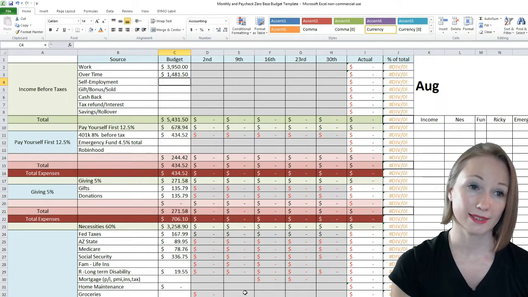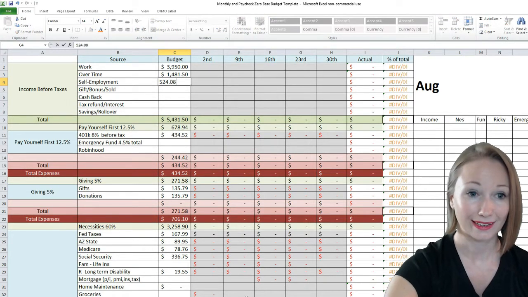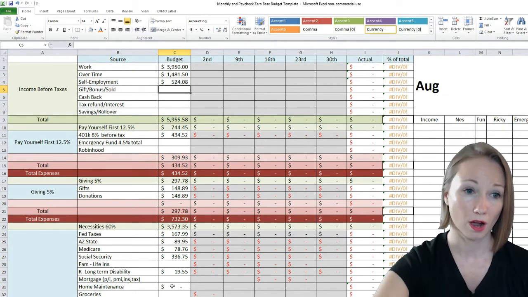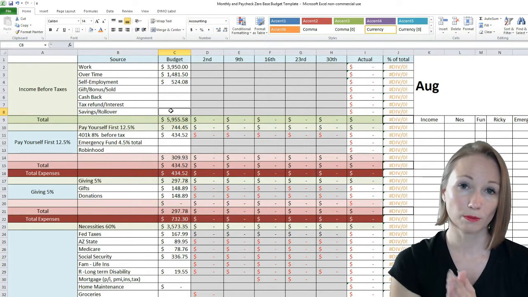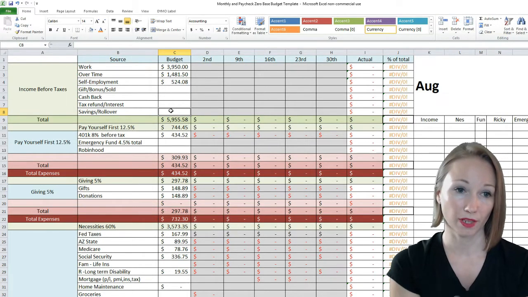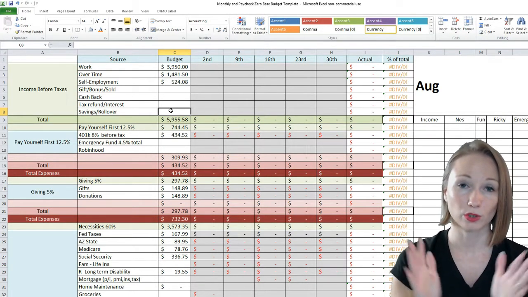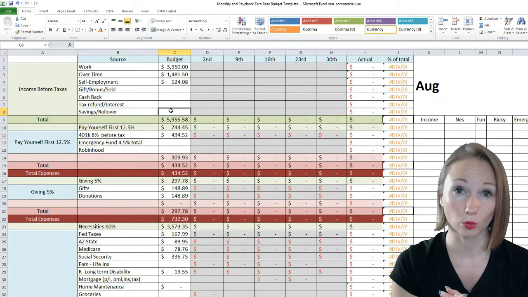For myself, for the month of August, I'm anticipating $524.08. So that's the income that we're anticipating for August. Now we do get cash back from our Discover cards. We do get interest payments, and then this is savings or rollover. So if you've had to use money from your savings account or from the month before to pay for something, then you could go ahead and plug that number in, because the idea now is we're going to do a zero-based budget, or a cash flow plan. So we're going to tell every dollar where to go.